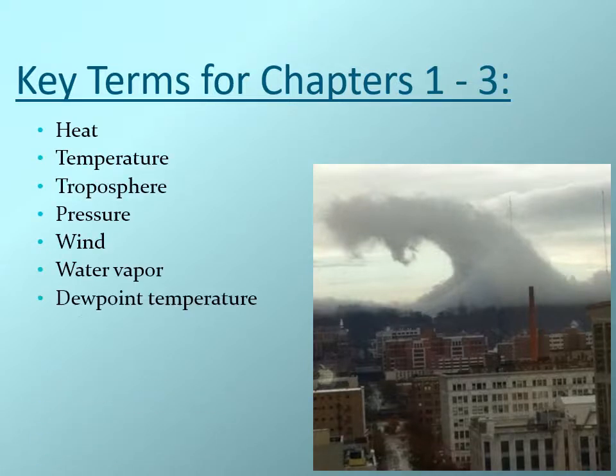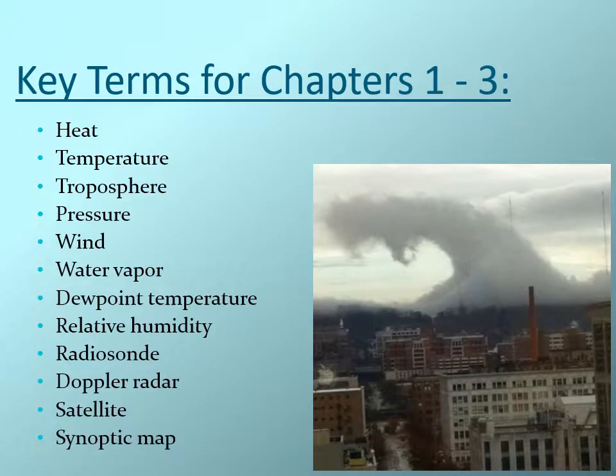So this is a list of terms, and just as a quick review here, heat and temperature work together. The troposphere is actually a layer in the atmosphere where most of the weather occurs. Pressure and wind are intrinsically related. So are water vapor, dew point, and relative humidity. Now, radiosondes, Doppler radar, and satellites are certain ways that we measure the atmosphere, and a synoptic map is a type of map that we look at where we look at large-scale weather.